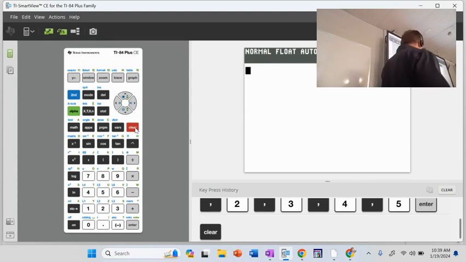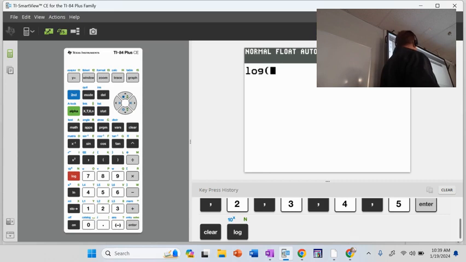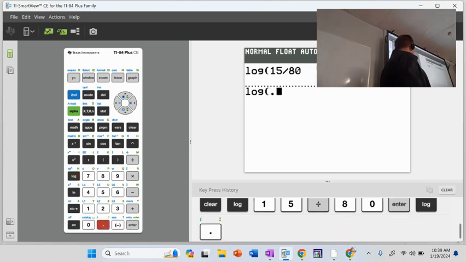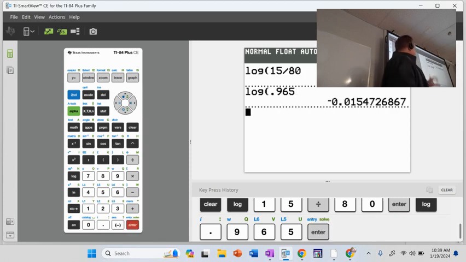But here's what John gets to do. What was it? 15 over 85? So it's log base blah of 15 over 85. Here's the change of base. 15 over 80. 15 divided by 80. And then just press enter. Log of answer divided by log of base, which was 0.965 according to my memory, right? John can do that faster than you searching for your buttons.